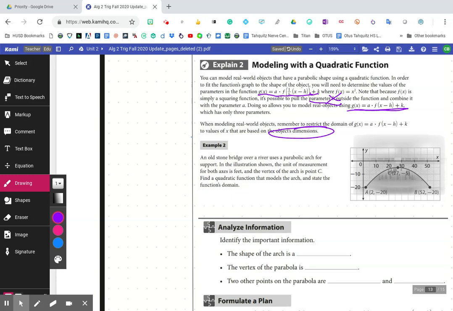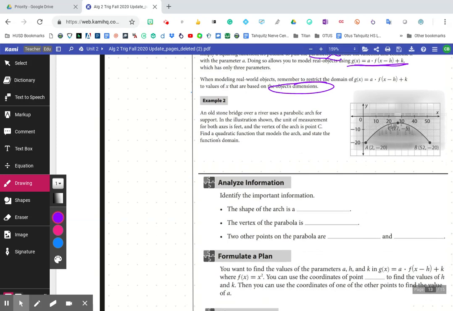All right, so example 2 says we have an old stone bridge over a river, uses a parabolic arch for support. In the illustration shown, the unit of measurement for both axes is feet, and the vertex of the arch at this point is c. Find a quadratic function that models the arch and state the function's domain.